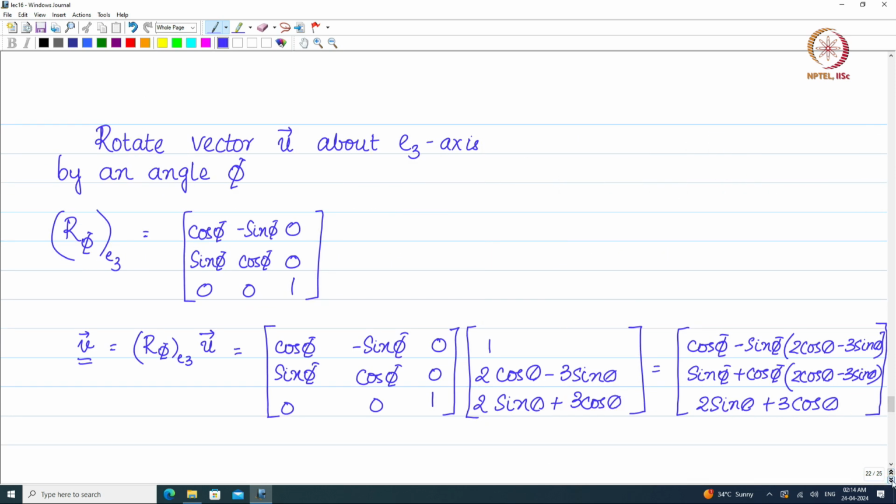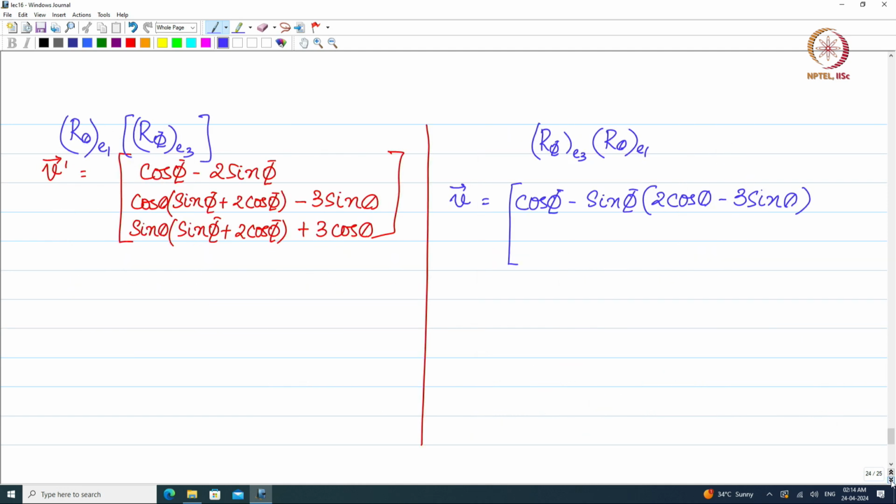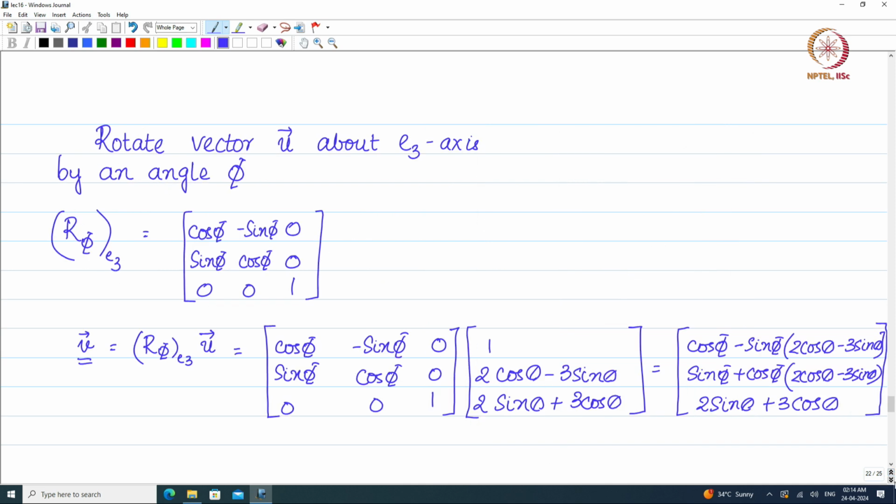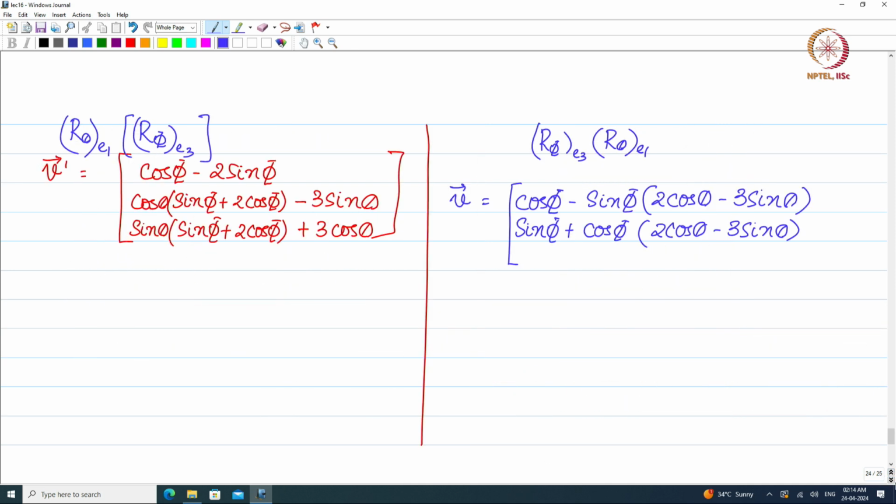Then sin phi plus cos phi into 2 cos theta minus 3 sin theta, and the third component was 2 sin theta plus 3 cos theta.